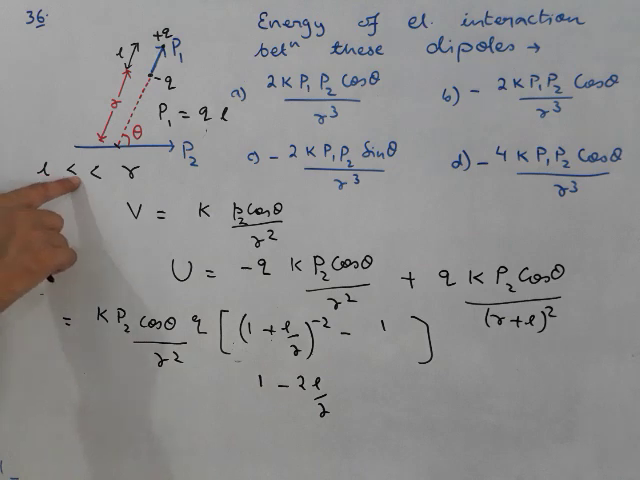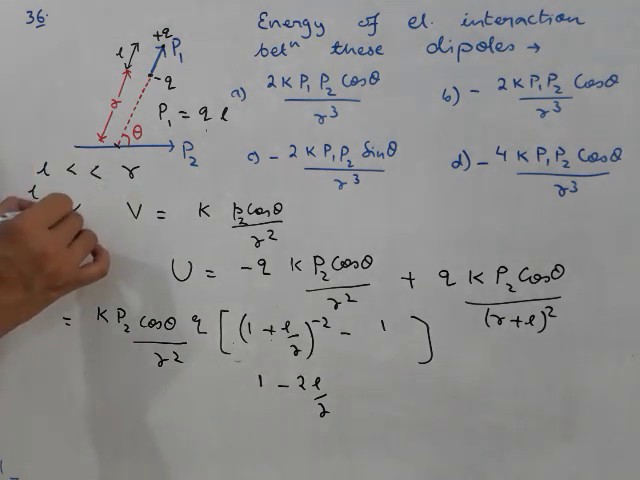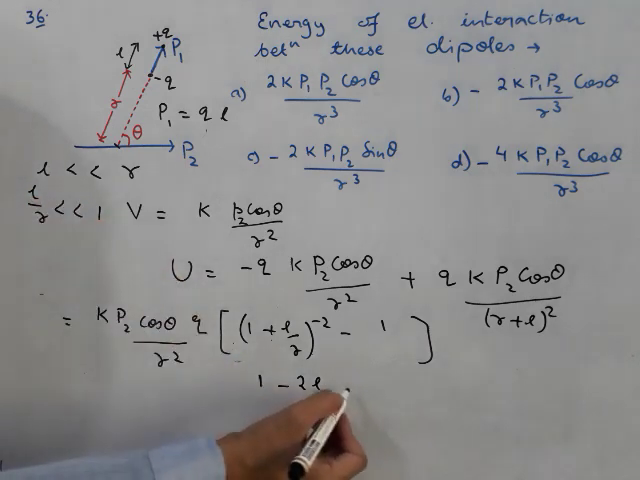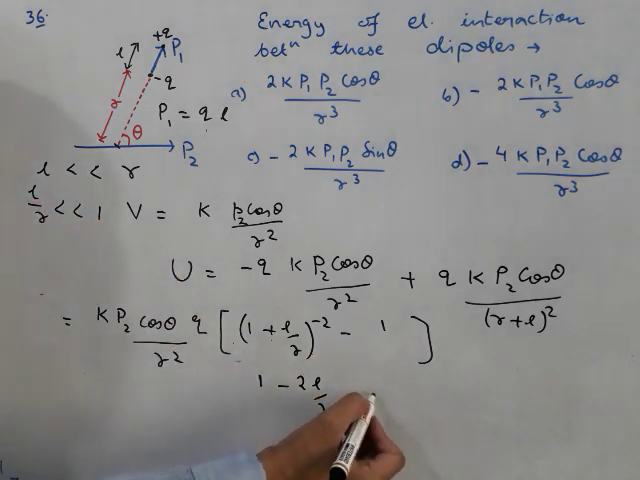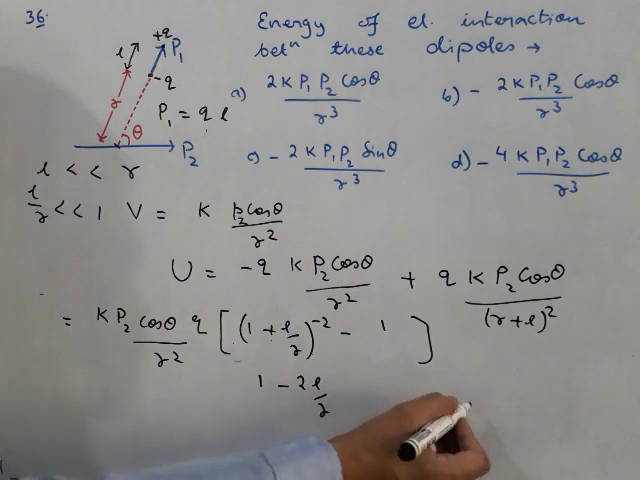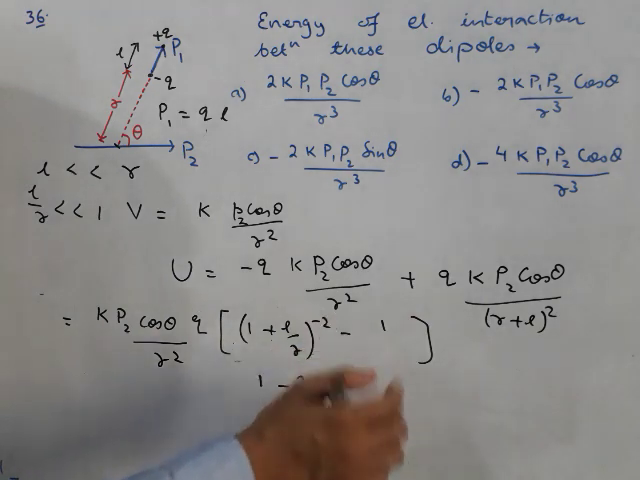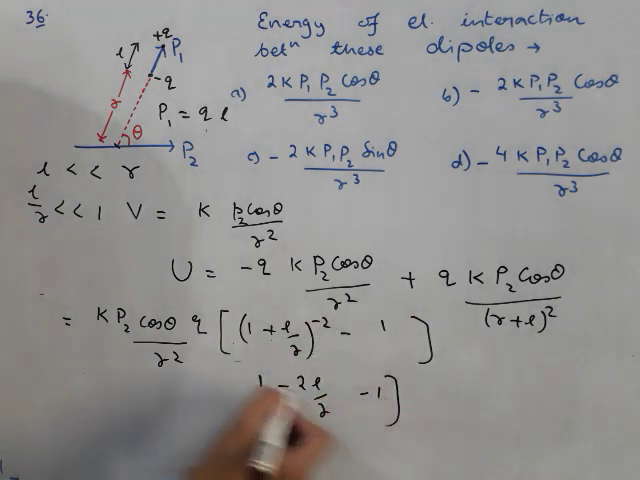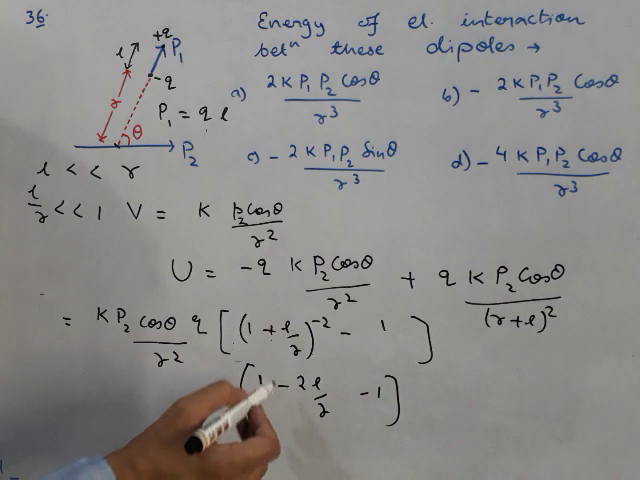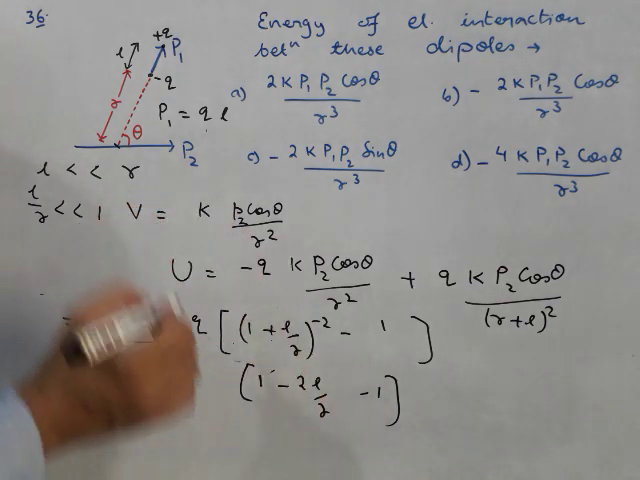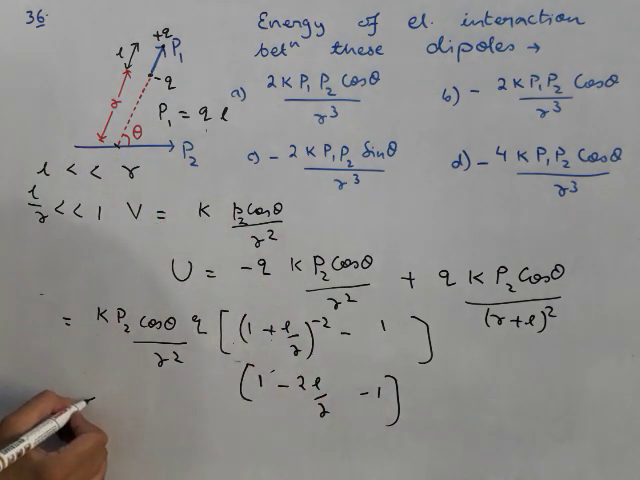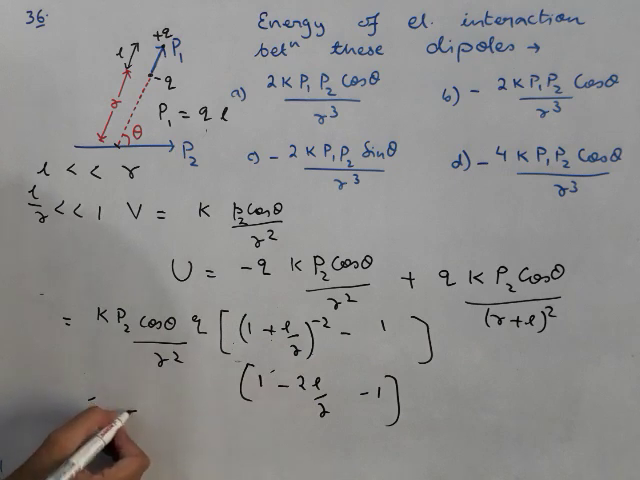As we have discussed, L is very, very small compared to R, so L upon R is very small compared to 1. So if they are very small, the higher terms, that is (L by R) square, (L by R) cube, will be further small and therefore they are neglected. So its value is this much, and then we have minus 1. Rest things remain the same. So 1 and 1 will cancel. So what will be left?